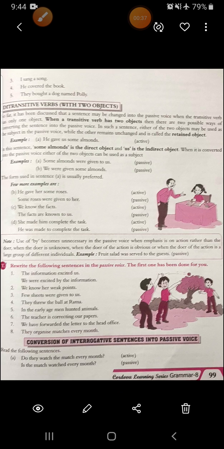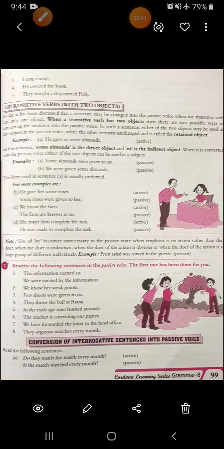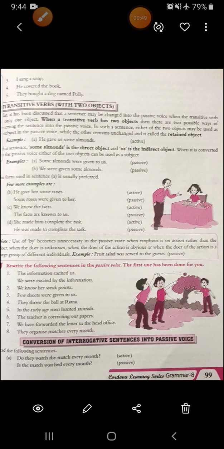All right, so in such a sentence, either of the two objects may be used as the subject in the passive voice while the other remains unchanged, and it is called retained object. So when a transitive verb has two objects, then we can change the active into passive by using any one of the objects as subject, and the other one that remains unchanged is called retained object. This is clear? Okay.